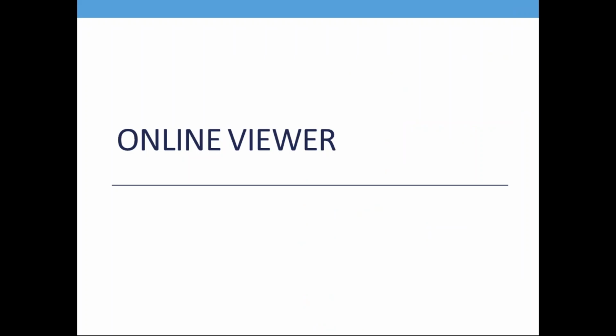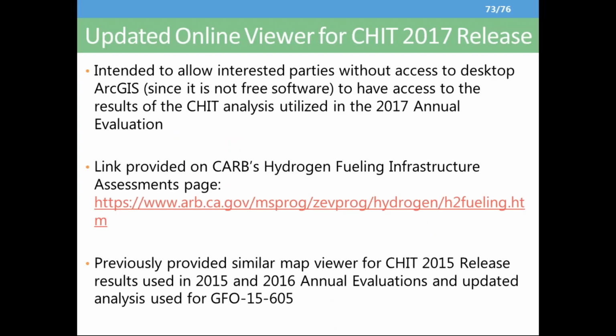Okay, we've also updated the online viewer. So the next slide. This is really to allow interested parties who don't have access to ArcGIS desktop, because it isn't necessarily a cheap software, to have access at least to the results, to be able to explore where the state thinks the need for new stations lies, what is that coverage gap evaluation, what are those priority areas, what is the local capacity need. So the link to that map is also provided on our infrastructure assessments page.